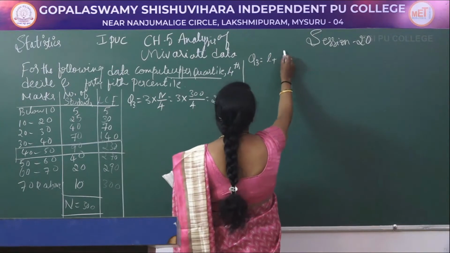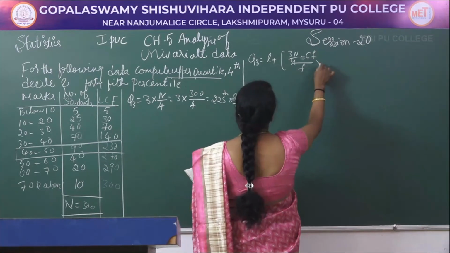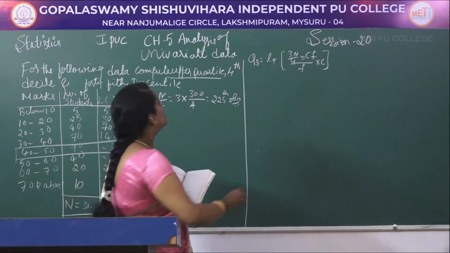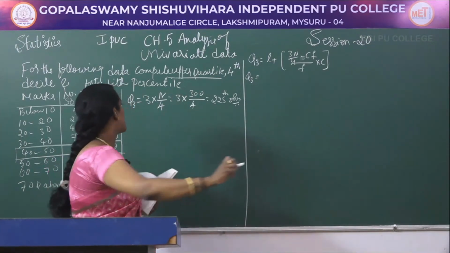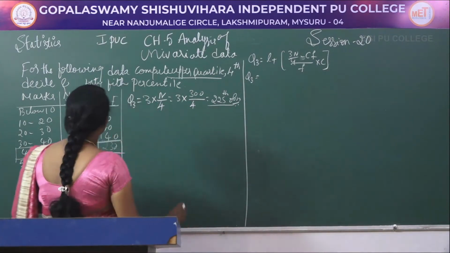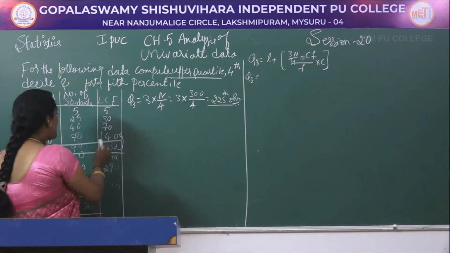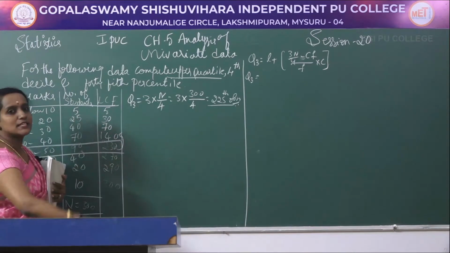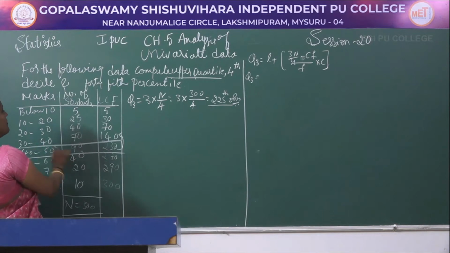Q3 is L plus 3n by 4 minus CF, divided by F, into C. This is the formula to find Q3. L is the lower limit, 3n by 4 we have already calculated as 225. CF is the previous value in the LCF, and the corresponding value in the frequency we call F, and C is the width of the class interval. For this interval it is 10.